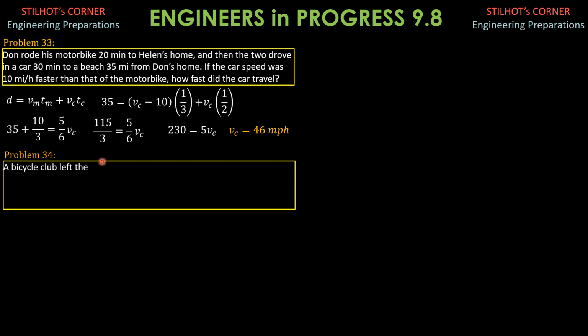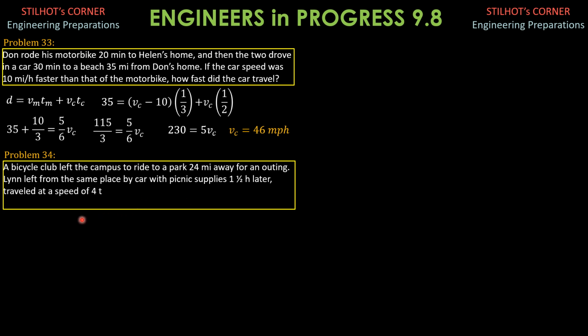Problem 34. A bicycle club left the campus to ride to a park 24 miles away for an outing. Lynn left from the same place by car with picnic supplies 1.5 hours later, traveled at a speed 4 times as fast, and arrived at the park at the same time as the cyclist. How fast did Lynn drive? So the rate of Lynn is 4 times the rate of the cyclist. And the distance is the same because Lynn arrived at the park at the same time as the cyclist. So the distance that Lynn traveled equals the distance that the cyclist traveled.